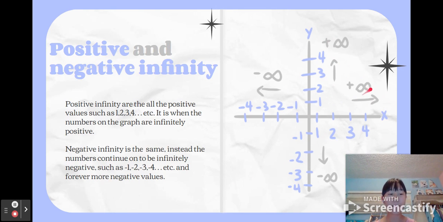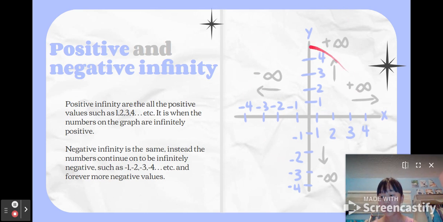So to start off, positive infinity are all positive values or values greater than 0. These numbers are 1, 2, 3, 4, and so on. And these numbers will go on to become infinitely positive as it continues on. And negative infinity has the same concept. It's when negative numbers are infinitely negative as it continues from over here. Negative numbers are negative 1, negative 2, negative 3, and negative 4.